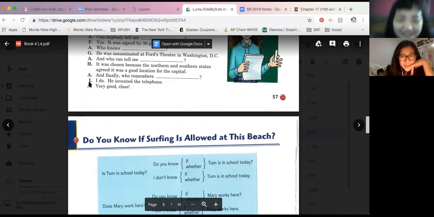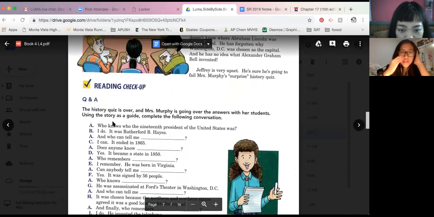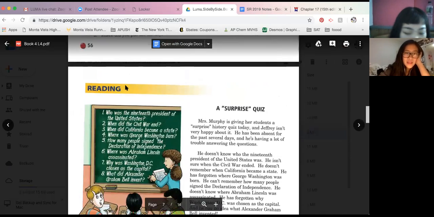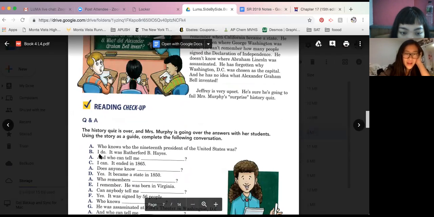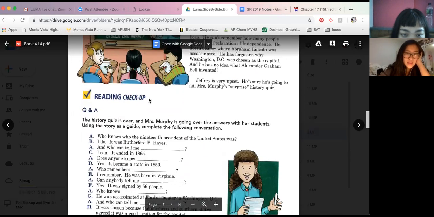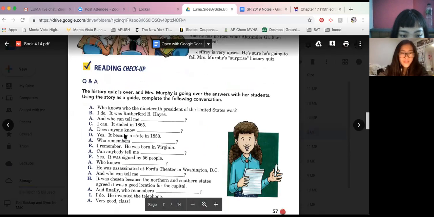Okay, reading checkup. The history quiz is over, and Miss Murphy is going over the answers with her students. Using the story as a guide, complete the following conversation. Who knows who the 19th president of the United States was? I do. It was Rutherford B. Hayes. So this is using the picture. For A, the next one would be, and who can tell me when the Civil War ended? So just practicing making it into question form. I can. It ended in 1865. Okay, you do the next one.